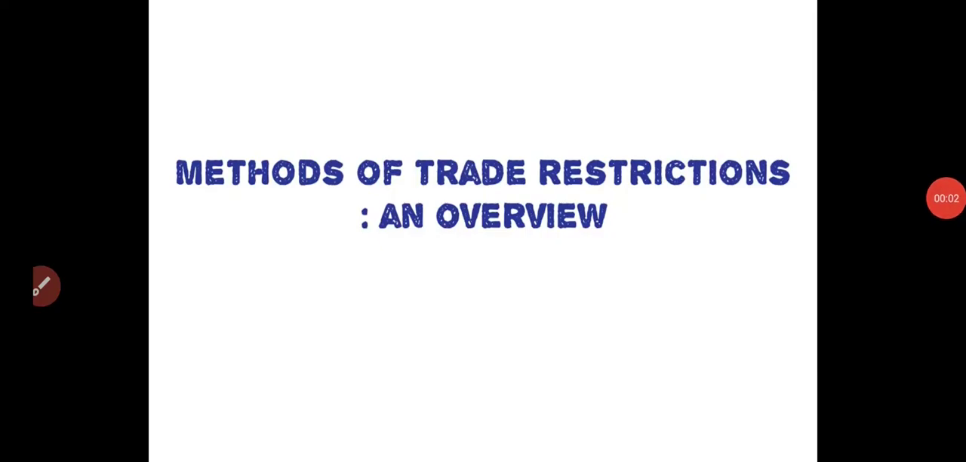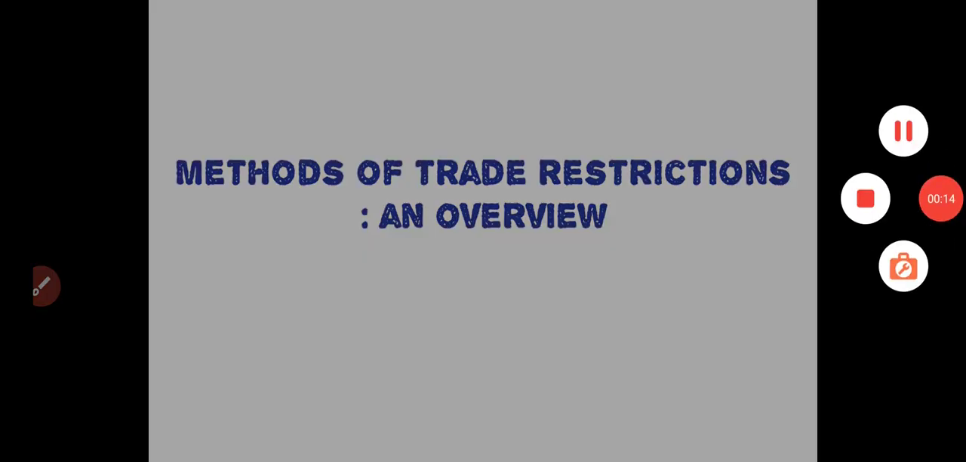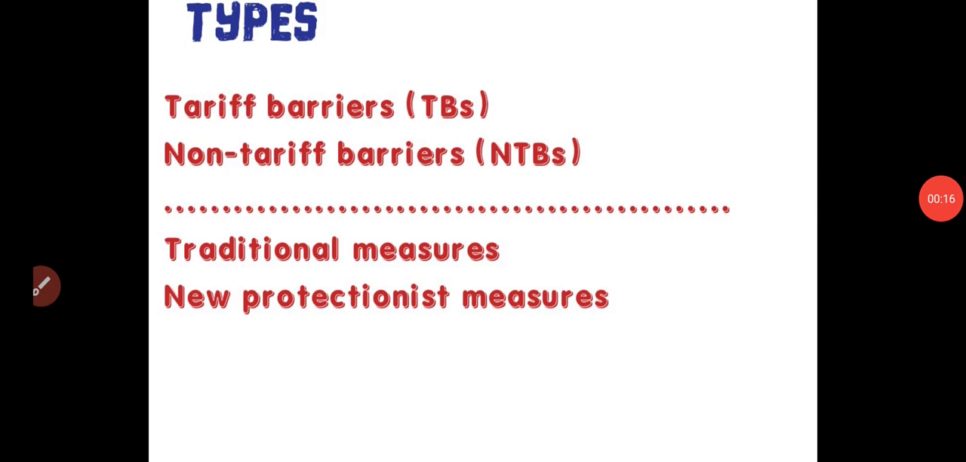How do nations impose restrictions on the import and export of goods and services? What are the methods of restricting the trade or import and export of goods and services? Let's have a look. Broadly, trade restrictive measures are of two kinds. The first one is tariff barriers and non-tariff barriers of trade. The second one is traditional measures and new measures of trade restriction.